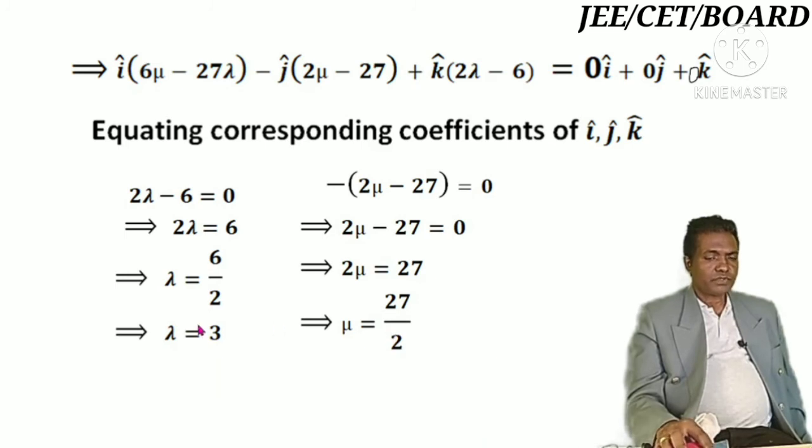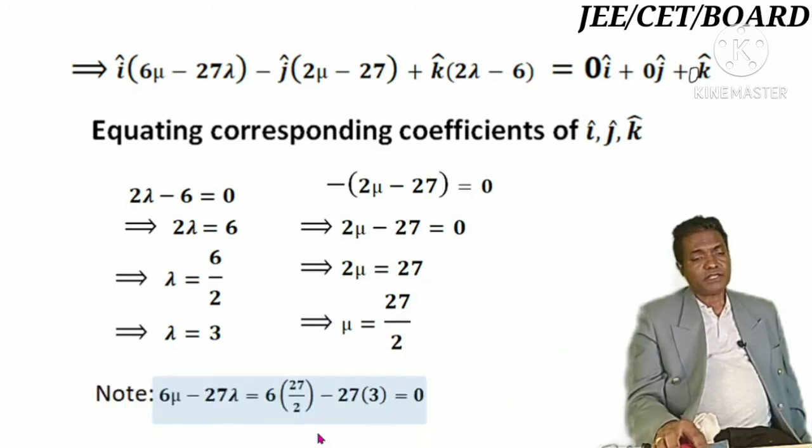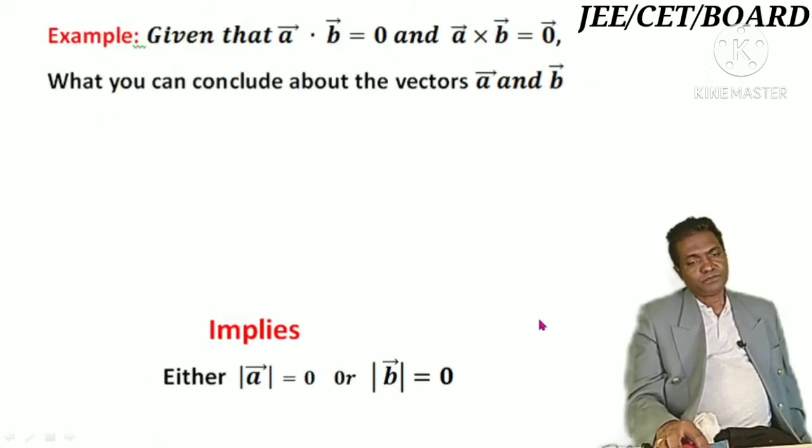Now substitute these two values in this, and you should get 0. Then only your results are correct. So just verify. If you substitute mu and lambda here, I have substituted here. These two ones are 2, and the 3s, you are left with 3 into 27 and 3 into 27, they get cancelled, which is 0. So these are the correct values of lambda and mu.